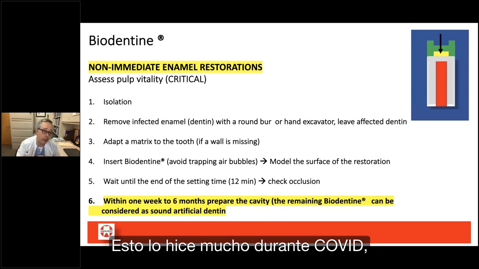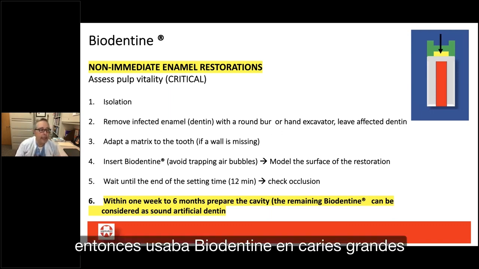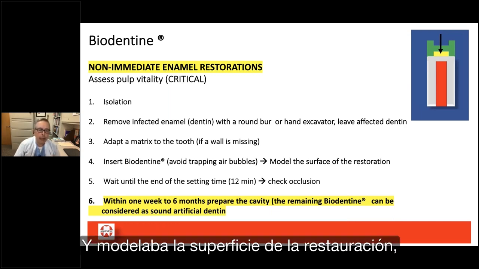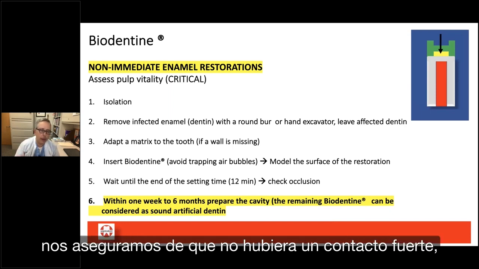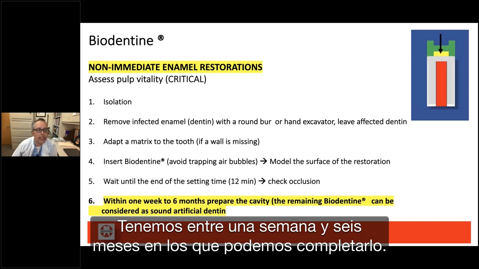I did a lot of this during COVID. At that time, I didn't have Biodentine XP, so I would use Biodentine in big cavities, and that would be my bulk dentin in that cavity. And I will model the surface of the restoration, and wait until the end of the setting time. Again, we check occlusion. We use articulating paper, make sure there is no hard contact, and then we tell the patient, that's it. Within 1 week, up to 6 months, we can complete that.